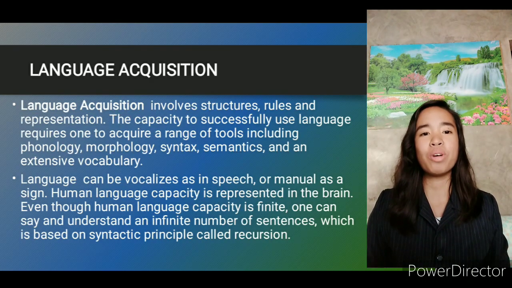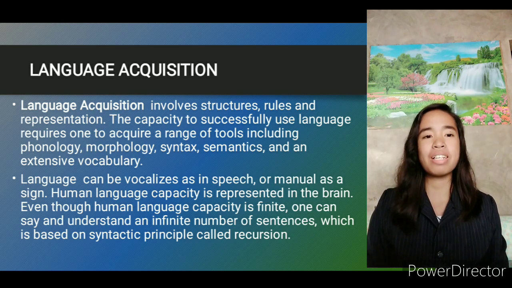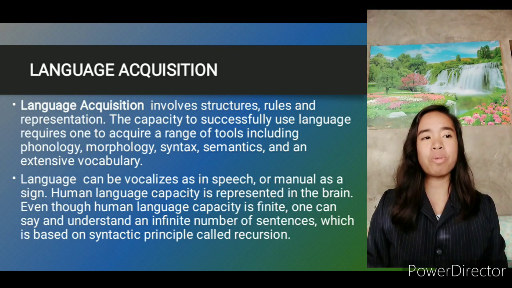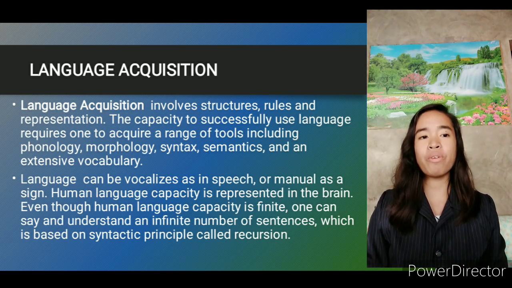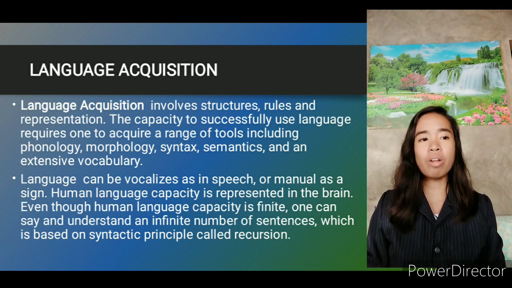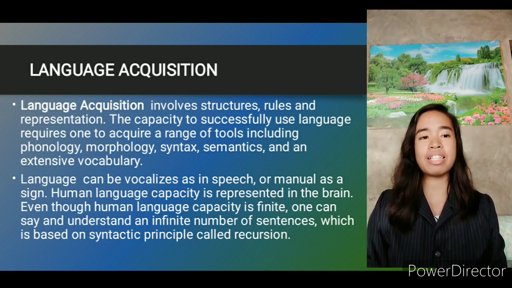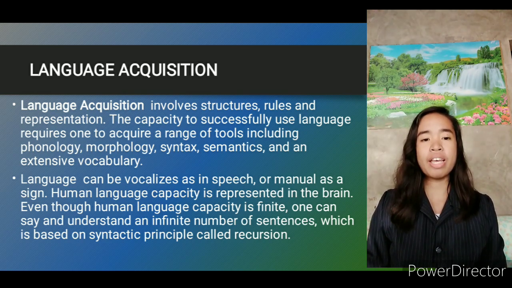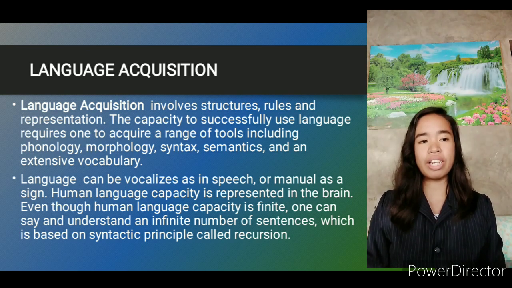Language acquisition involves structures, rules, and representation. The capacity to successfully use language requires one to acquire a range of tools including phonology, morphology, syntax, semantics, and an extensive vocabulary. Language can be vocalized as in speech or manual as in sign. Human language capacity is represented in the brain. Even though human language capacity is finite, one can say and understand an infinite number of sentences, which is based on a syntactic principle called recursion.